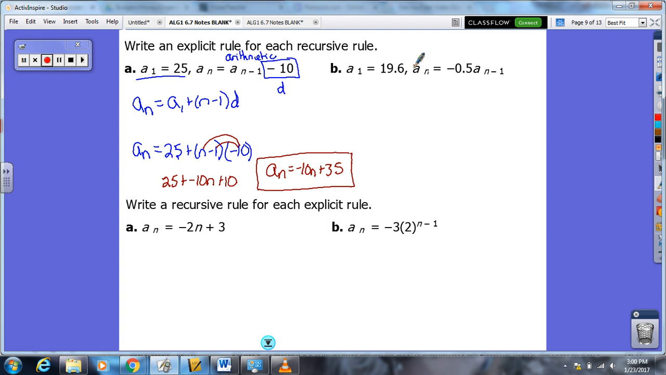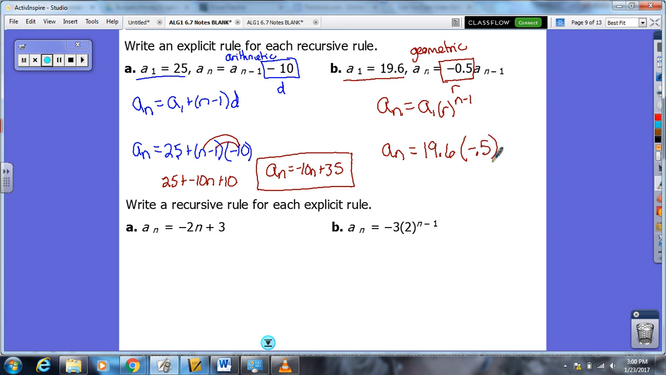Now looking at B, this is definitely geometric, and how I know is I see it is multiplying. So right here, the common ratio is multiplying. This is the r. This, of course, is the a sub 1. So once again, we learned this equation in the previous section, section 6.6. And we know that the equation for the explicit rule, not the recursive rule, this is the recursive rule, the explicit rule equation is a sub 1 times r to the n minus 1. So from here, we just fill in what we know. We know a sub 1 is 19.6, r is negative 0.5 to the n minus 1 power. And that is our answer.